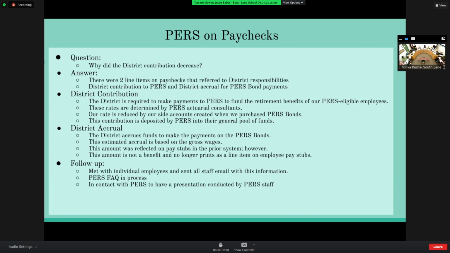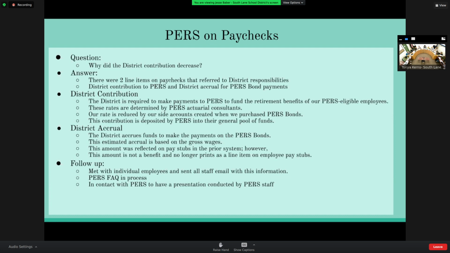The next question was about PERS on paychecks, and this centered around two main questions. People were wondering why the PERS district contribution decreased. On paychecks, there are actually three parts to PERS. One of them is the employee contribution, which is 6% of their gross wages, and that did not change.